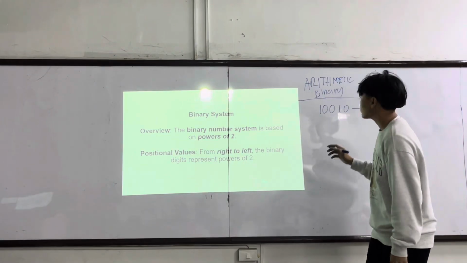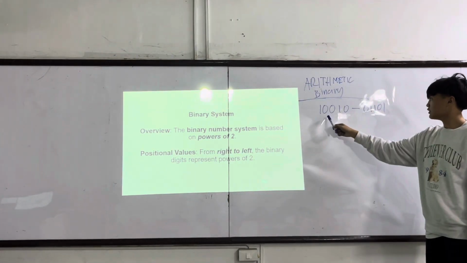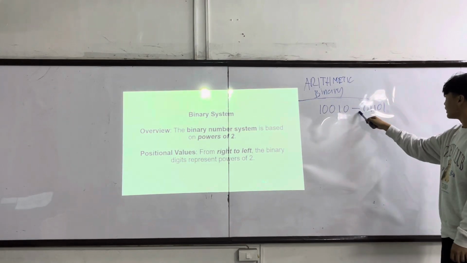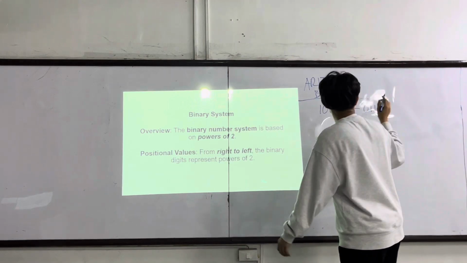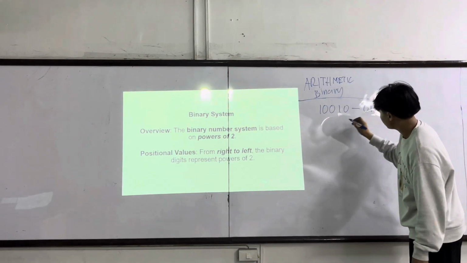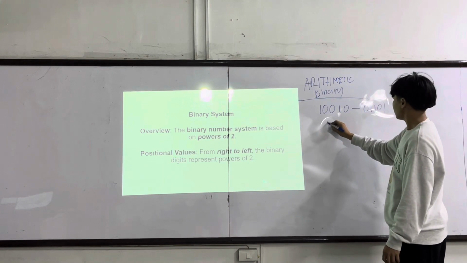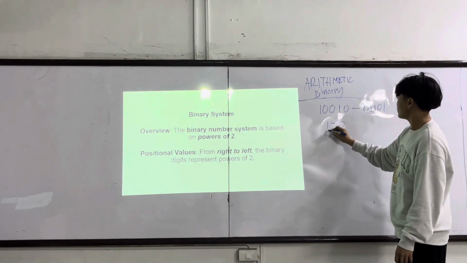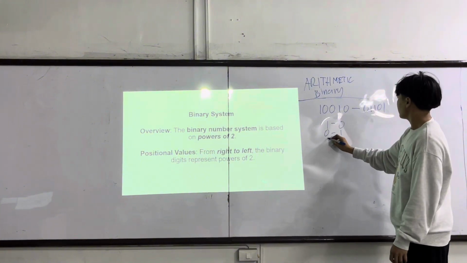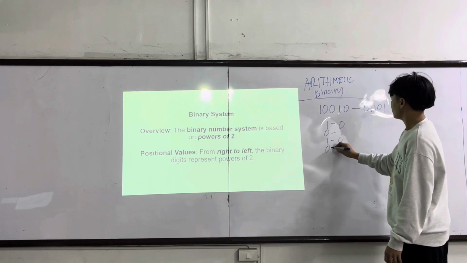Next, we are going to subtract binaries. In this example, 1, 0, 0, 1, 0 minus 0, 1, 1, 0, 1. You simply arrange it from right to left: 0 minus 1, 1 minus 0, 0 minus 1.